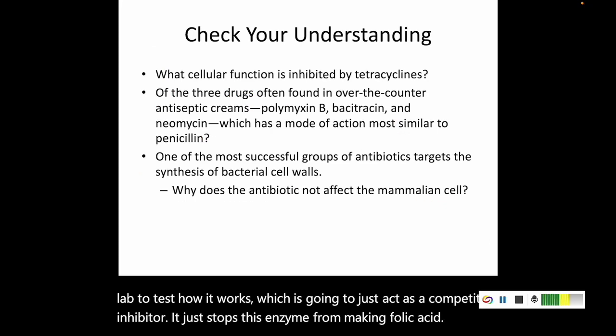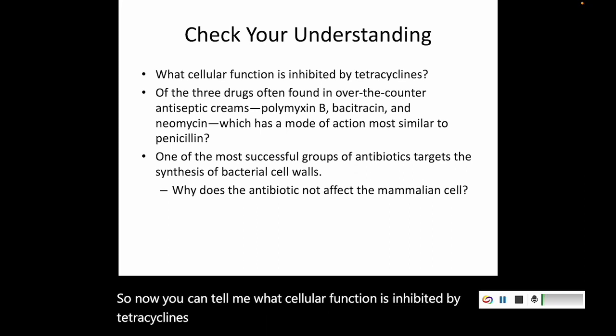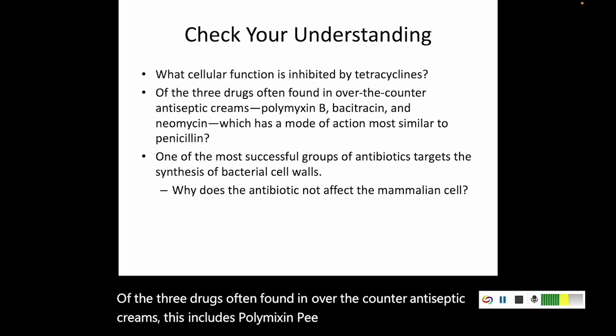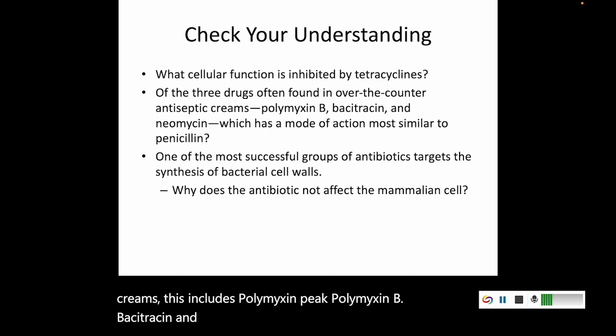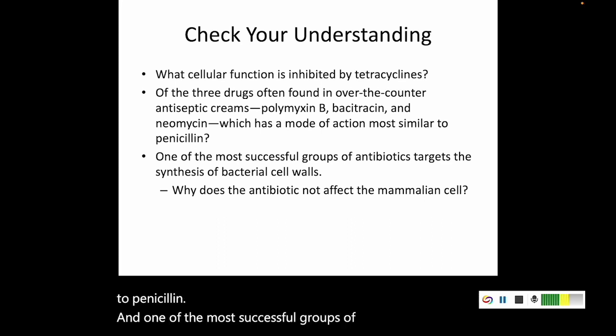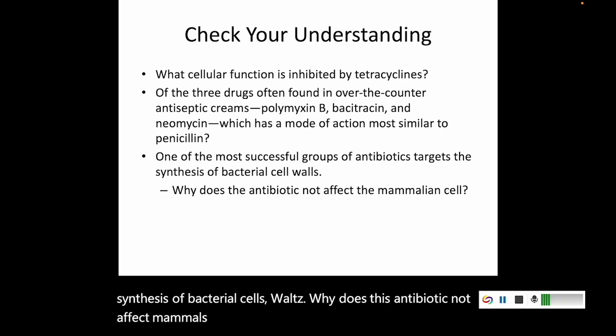Okay, so now you can tell me what cellular function is inhibited by tetracyclines. Of the 3 drugs often found in over-the-counter antiseptic creams, this includes polymyxin B, bacitracin, and neomycin, which has a mode of action most similar to penicillin? And one of the most successful groups of antibiotics targets the synthesis of bacterial cell walls. Why does this antibiotic not affect mammalian cells?